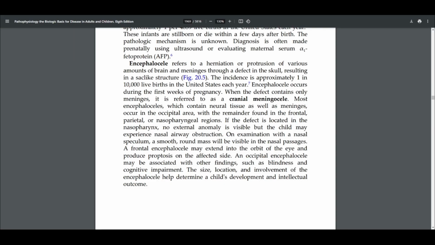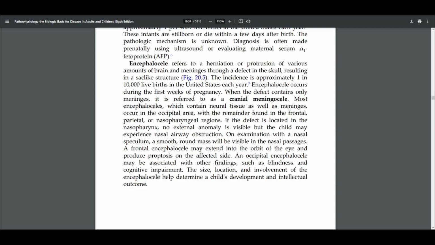Most encephaloceles, which contain neural tissue as well as meninges, occur in the occipital area, with the remainder found in the frontal, parietal, or nasopharyngeal region. If the defect is located in the nasopharynx, no external anomaly is visible, but the child may experience nasal airway obstruction. On examination with a nasal speculum, a smooth round mass will be visible in the nasal passage.